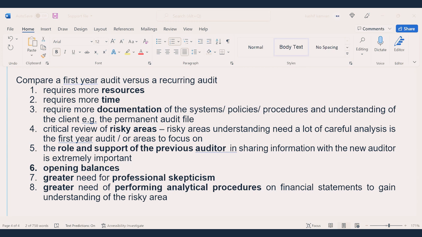Is planning a first year audit more critical? Do you need more time? Do you need more efforts? Do you need more resources in planning the first year audit? Do you need to identify the risky areas more carefully in the first year audit? Do you need to investigate the opening balances when you're planning the first year audit? So are there additional specific methods in the first year audit which are different from a recurring audit?